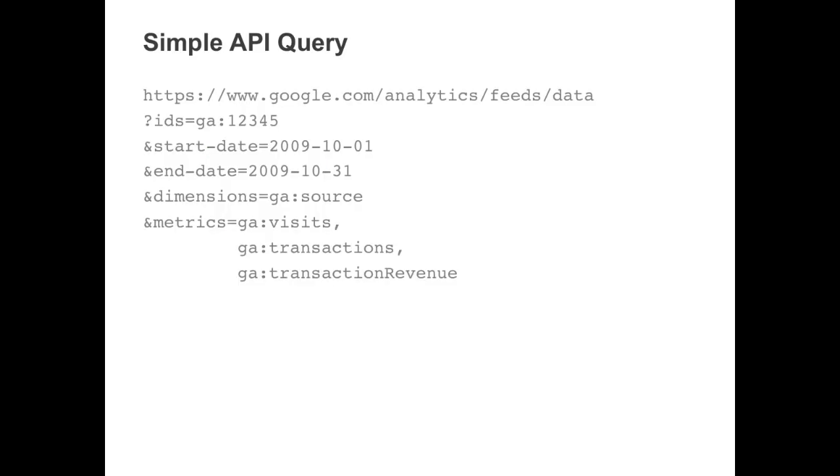Here is a sample query that can be used to request data from the API. The IDs parameter defines from which profile to retrieve data. The start and end date parameters define the date range to be the entire month of October. The dimensions parameter says to retrieve all sources of traffic. And the metrics parameter says to retrieve the total number of visits, transactions, and revenue for each source of traffic.